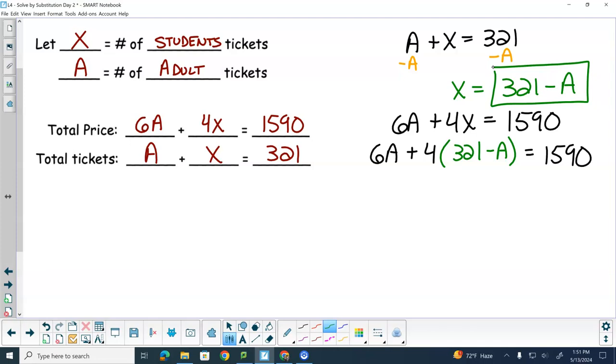Now, Austin, I see that you have a calculator on your desk. What's 4 times 321? 1,284. Don't forget to distribute that 4 times the negative a, so negative 4a. Carry everything else down. Okay, next step.